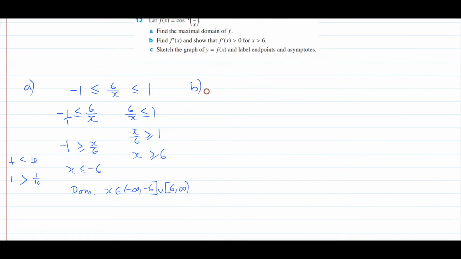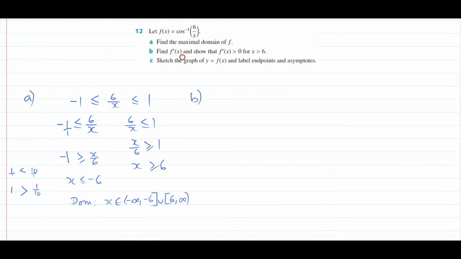Let's move into part B. Find f'(x) and show that f'(x) is always bigger than 0 for x bigger than 6. What does f'(x) mean? That is the derivative, so we are going to differentiate. Now, for differentiating a circular function, we already have the formula, but it's a little bit different if x is on the denominator. So I'll write it up here first.